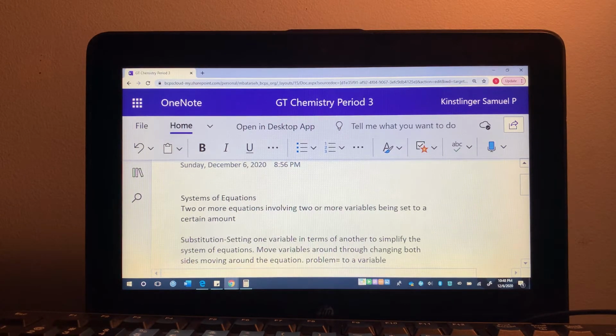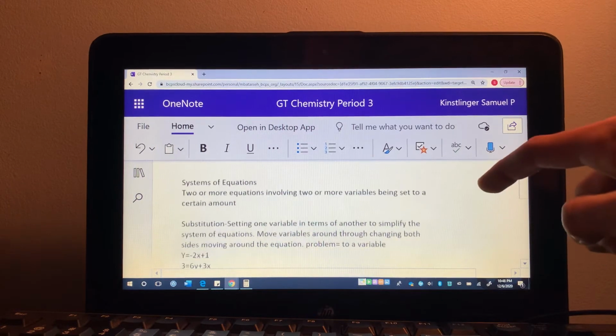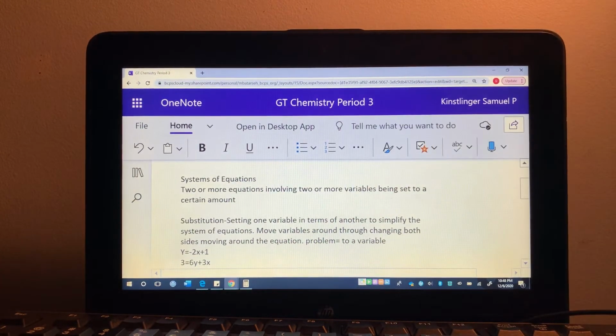Elimination and substitution can both be used, but usually one is going to be better, and substitution is usually easier when you have a problem equal to a variable. So for example, the problem would be negative 2x plus 1, and the variable would be y.